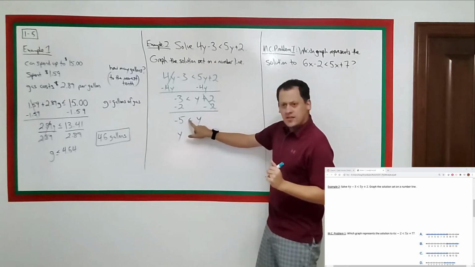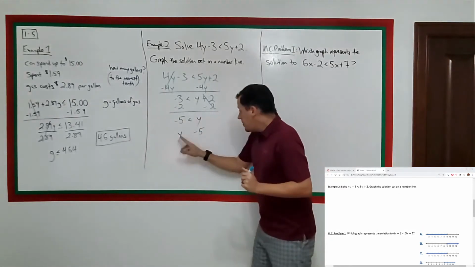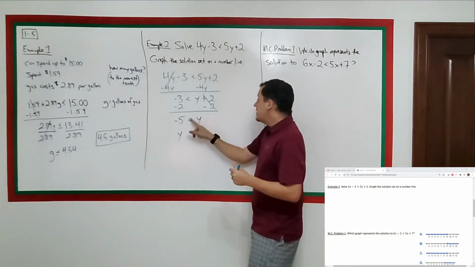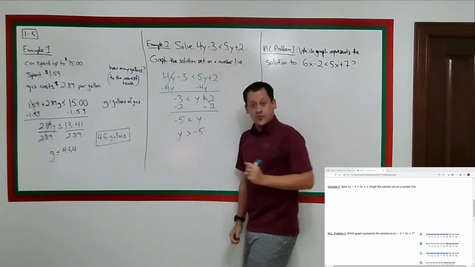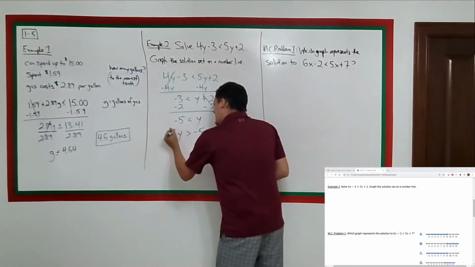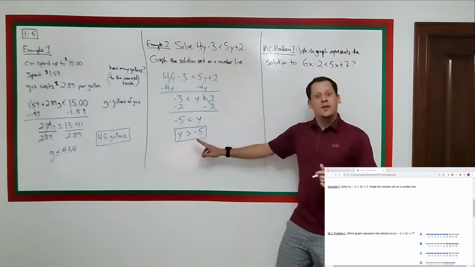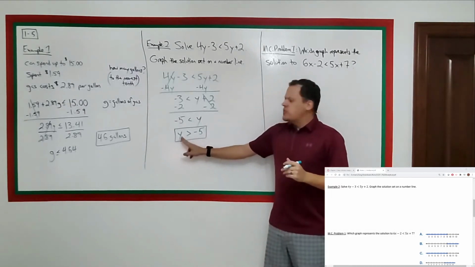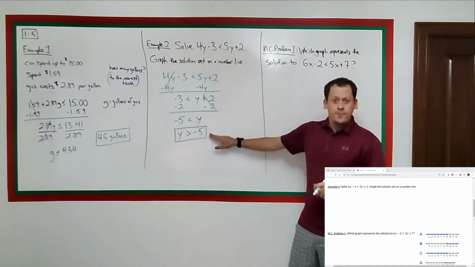Notice how this symbol is opening up towards the y. If we flip it around so the y is on this side, it still has to open towards y, so that means we actually flip the sign also. I think this will be easier to graph if we flip it around this way. Just a general rule of thumb, you usually want your letter to be on the left side, and that's fine. We just flipped it around.